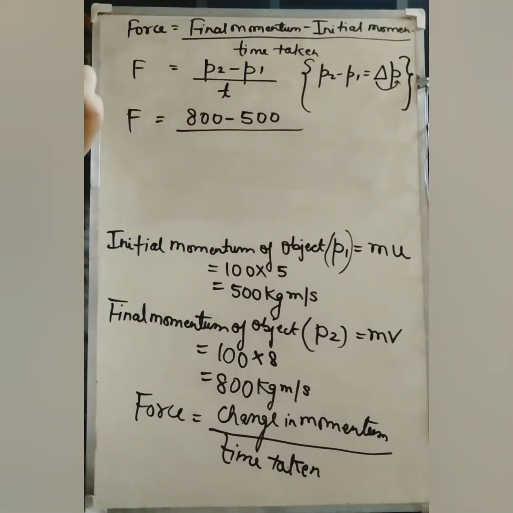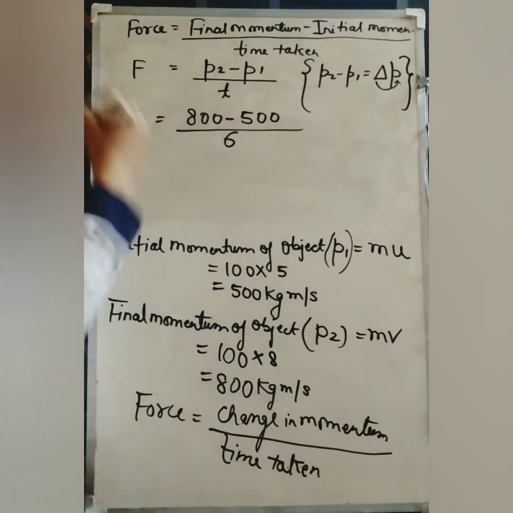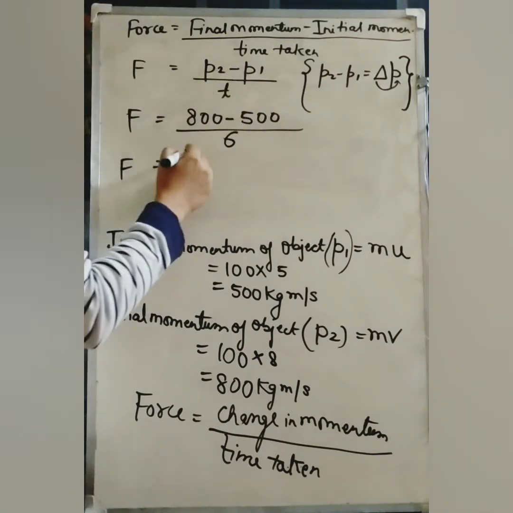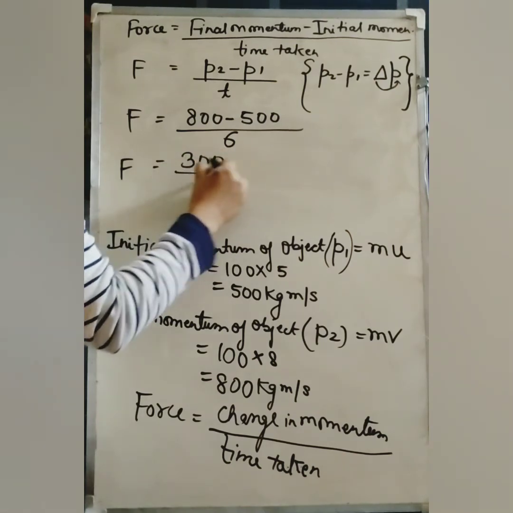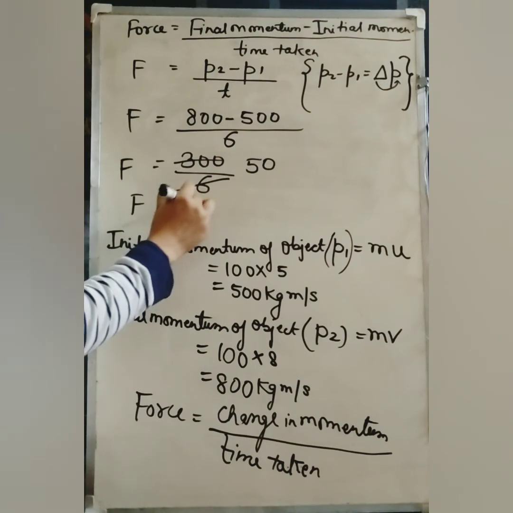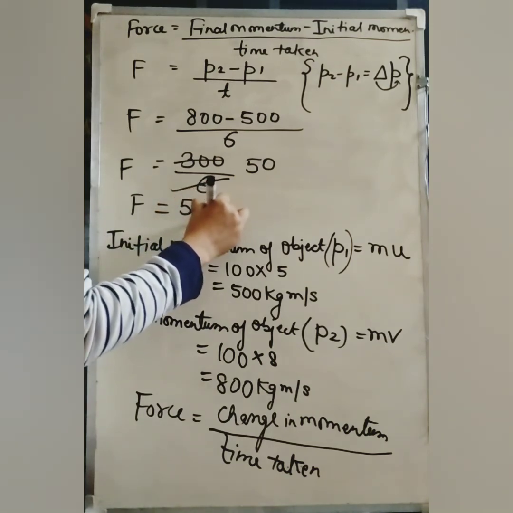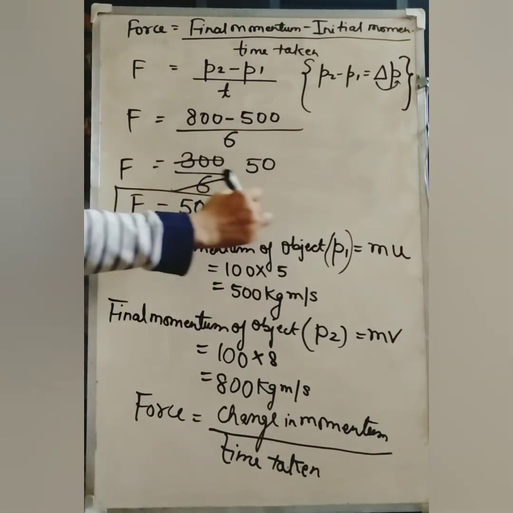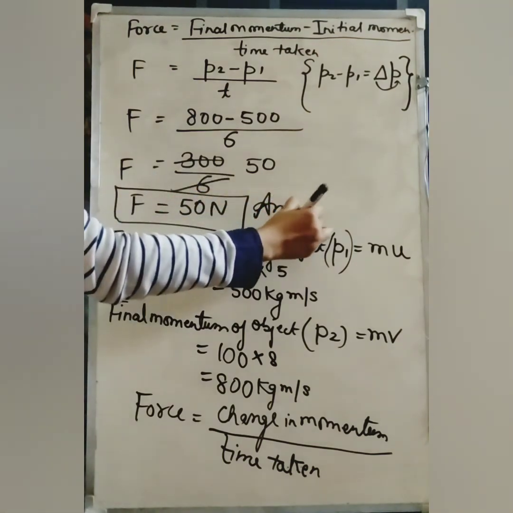And time taken by the object was how many seconds? It was 6 seconds. So force will be equal to 800 minus 500 will be 300 upon 6, which will give you 50. So the magnitude of force is 50 Newton. This is the answer.